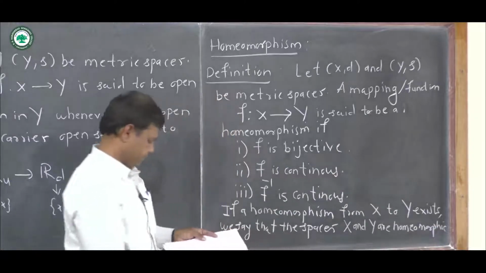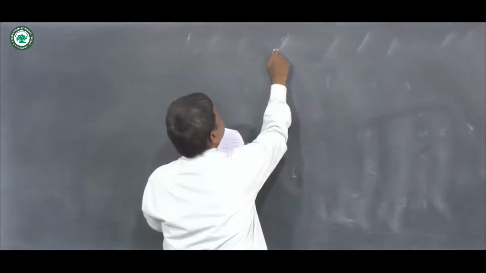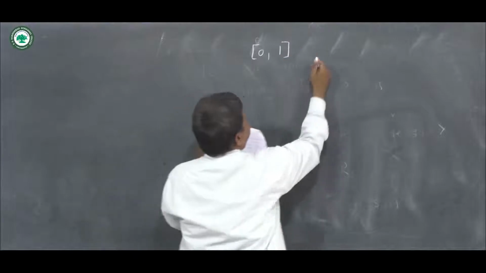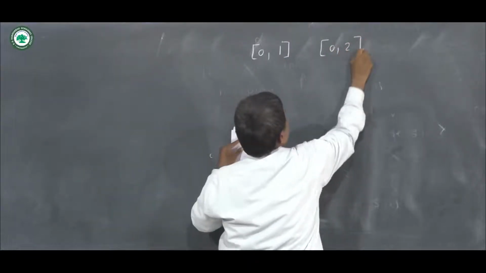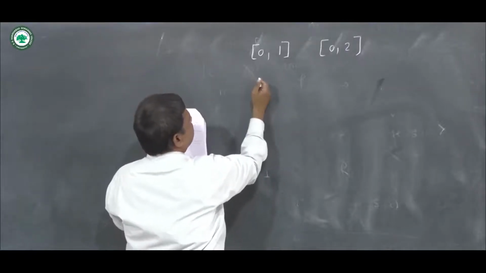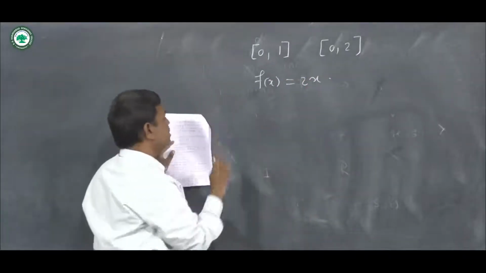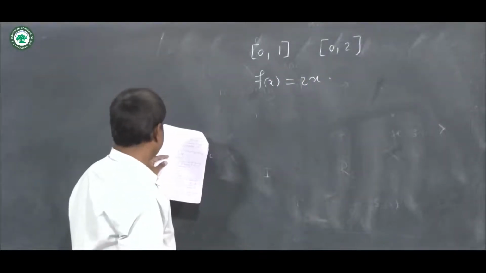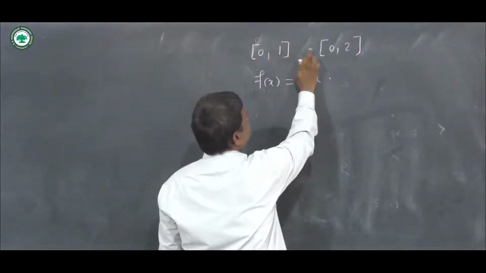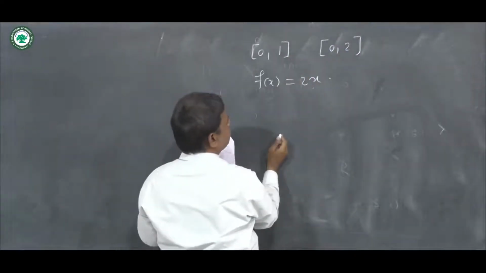For example, now consider this. Here I am taking the closed bounded interval [0, 1], and the second one is the closed bounded interval [0, 2], with the usual metric. If you take f(x) = 2x, then f is a homeomorphism of the closed interval [0, 1] onto the closed bounded interval [0, 2]. So remember, in this case this is the homeomorphism.